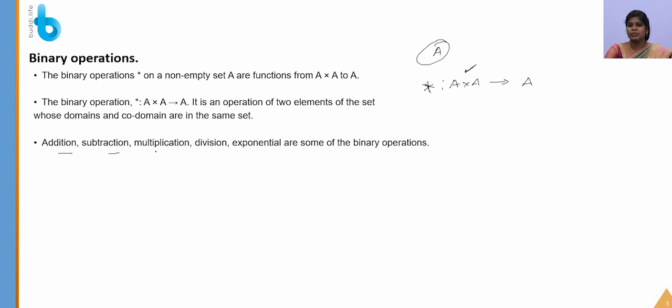See, addition, subtraction, multiplication, division, exponential are some of the binary operations. Why are these binary operation examples? See, addition, suppose 3 plus 5 plus 9. If you need to add these three numbers, first we will add any two numbers, 3 plus 5 we will add, so you will get 8, and 8 plus 9 only you will do. At a stretch you cannot add 3 plus 5 plus 9.